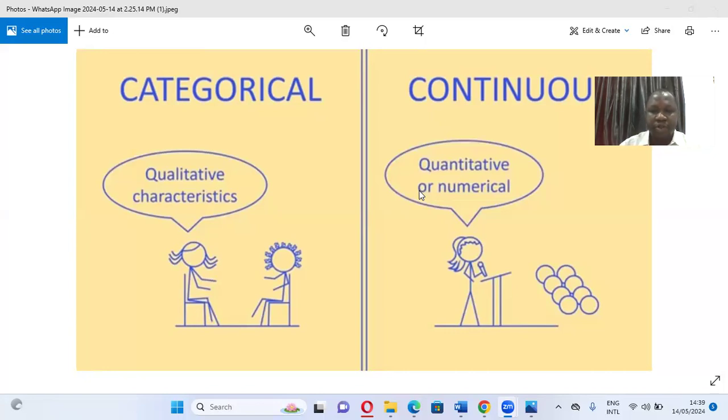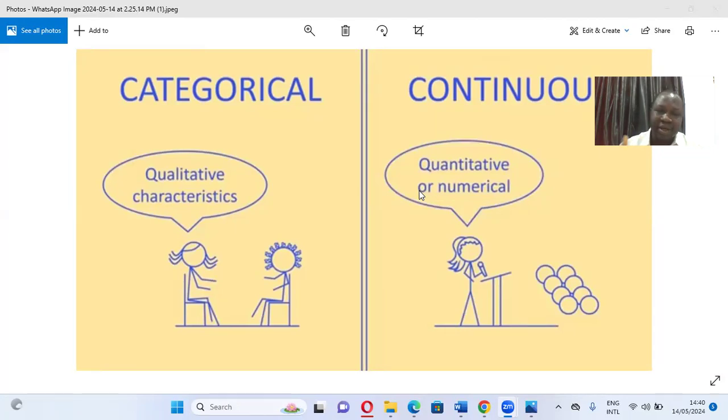The first thing that you need to note when you want to determine the data analysis technique you are going to use is the data set that you have. You have to determine if the data set is categorical or continuous. That's the first thing, or let me say the variables in the data set that you want to use for the analysis.